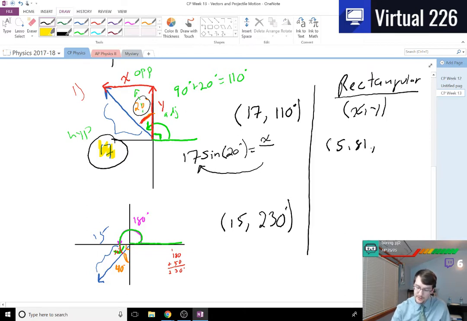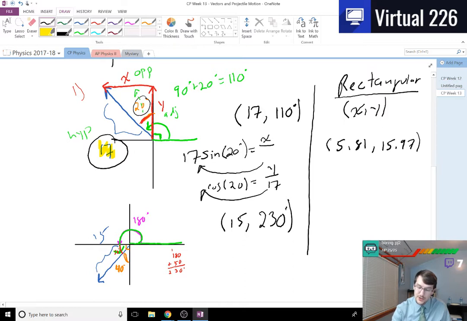If I do a similar thing for y, I would do the cosine of 20 equals y over the hypotenuse 17. Solving for y, I find that y is 15.97.